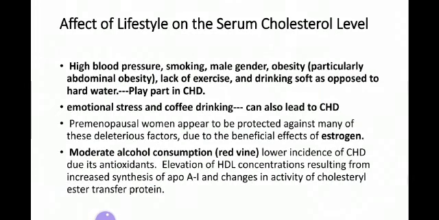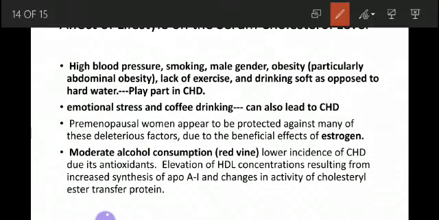Our lifestyle also has a main effect on serum cholesterol level. High blood pressure, smoking, male gender, obesity, particularly abdominal obesity, lack of exercise, and drinking soft as opposed to hard water play a very important role in promoting coronary heart disease. Emotional stress and drinking too much coffee can also lead to it. Premenopausal women are protected against coronary artery disease because of increased levels of estrogen. Moderate alcohol consumption, especially red wine, studies show, can lower the incidence of coronary heart disease because it contains antioxidants.